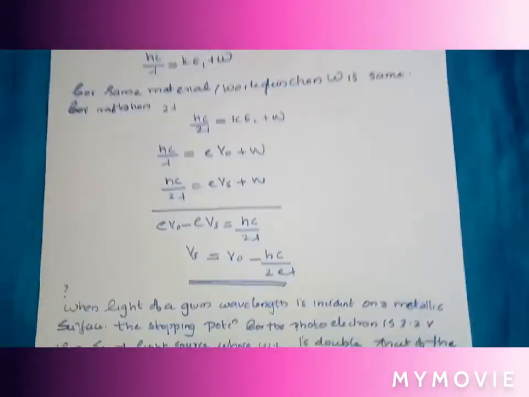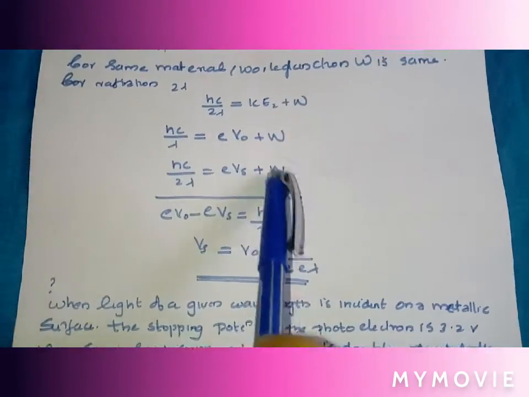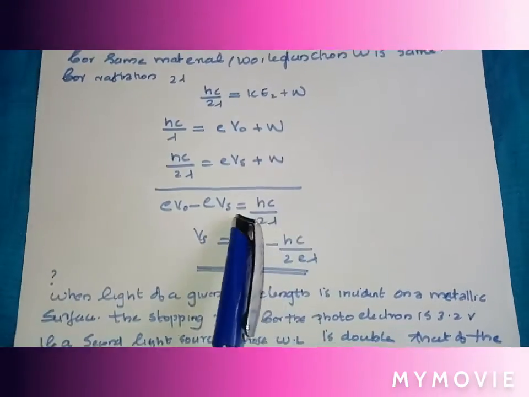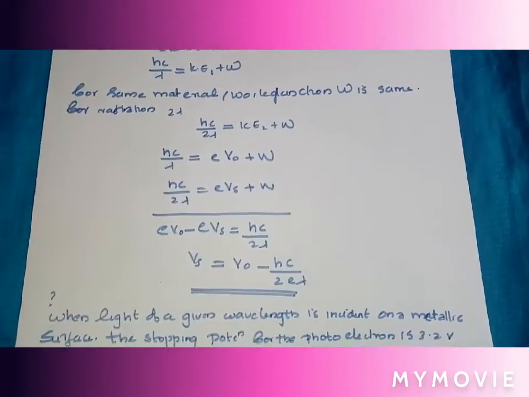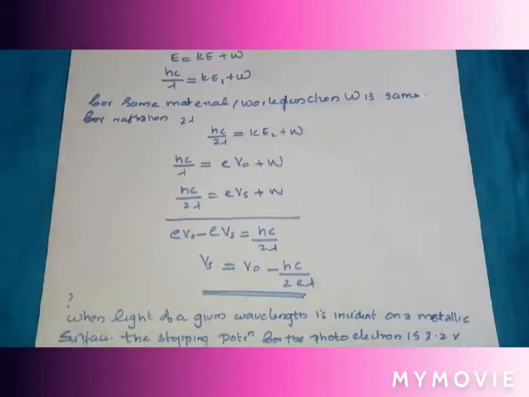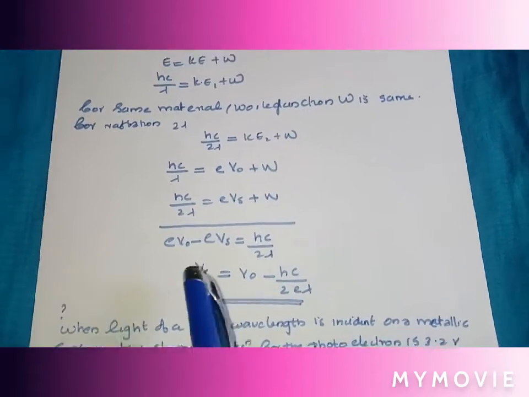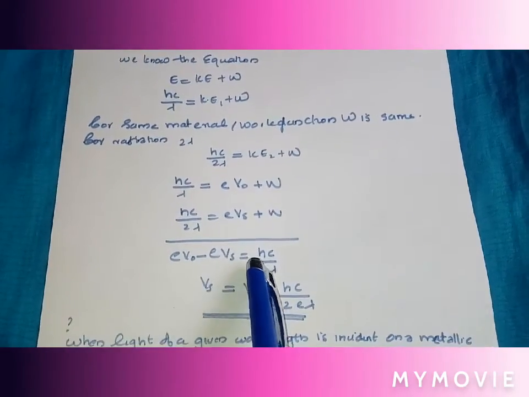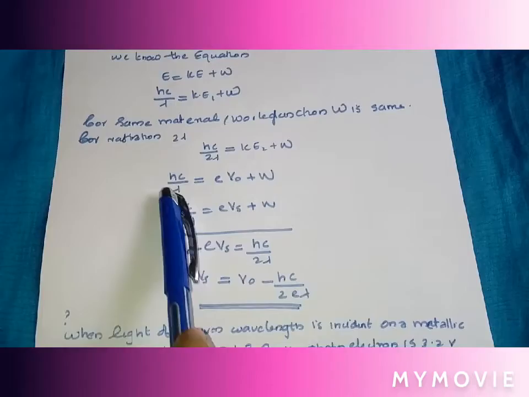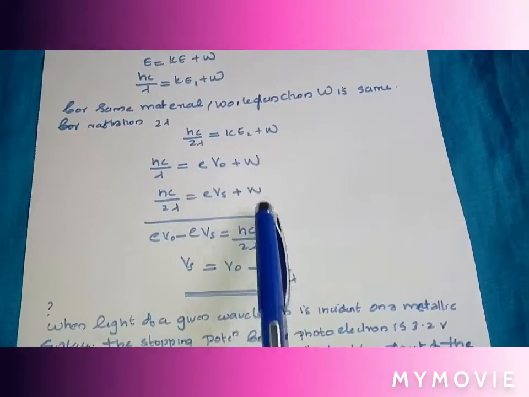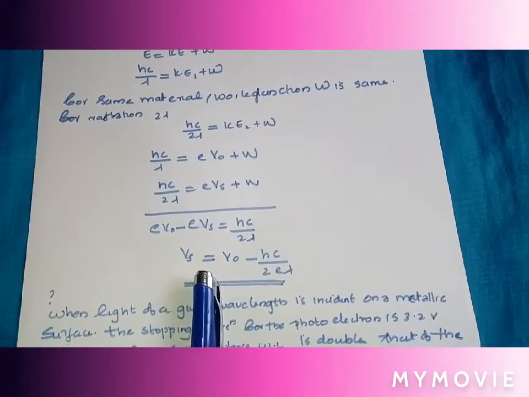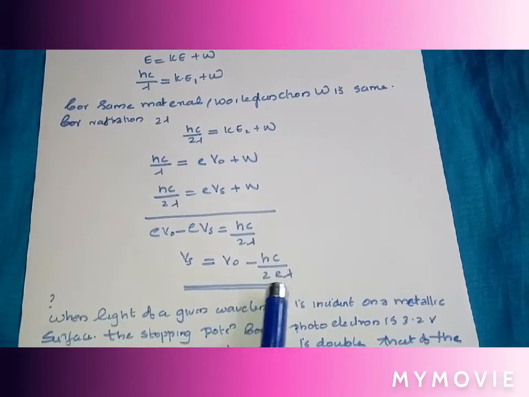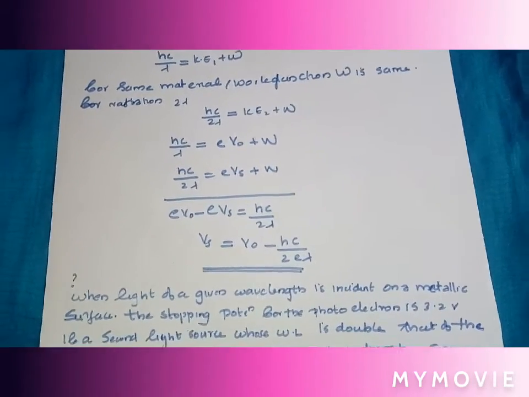So from that equation we can cancel W by subtracting. We should remember one more equation, that is charge into potential: kinetic energy is eV0, and eV0 minus eVs is equal to hc by 2 lambda. Subtracting these two equations, we get this equation. From that, Vs is equal to V0 minus hc divided by 2e lambda.